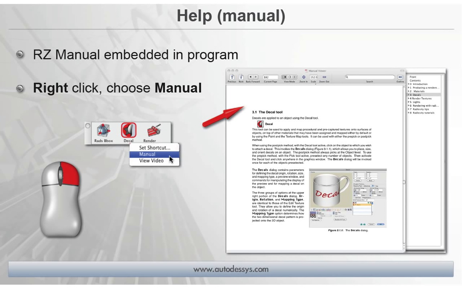How do you find help to learn these tools and features? Just simply right-click on any tool, any feature, and you can choose the manual option, and it takes you right to that page. The entire manual is embedded inside the program. And you can also right-click on any tool or feature and choose the View Video option. If you choose the View Video, it'll show you a short little video step-by-step of how to use that particular tool or feature.